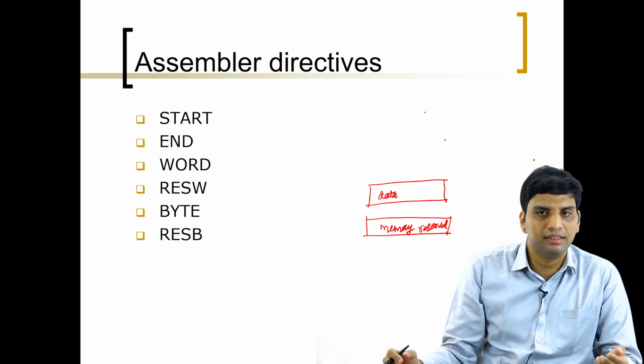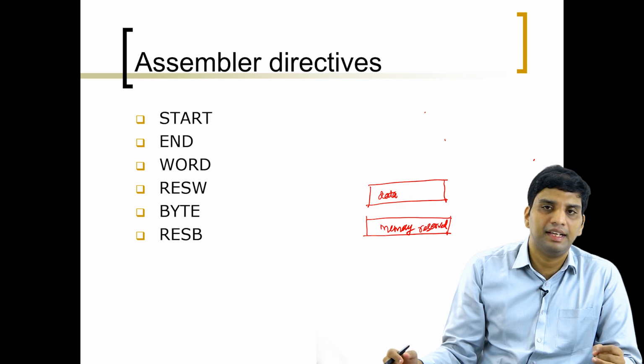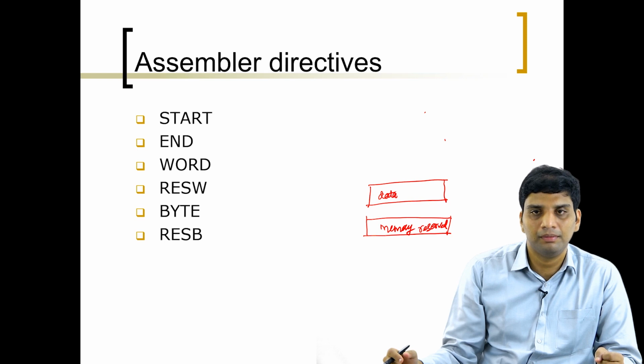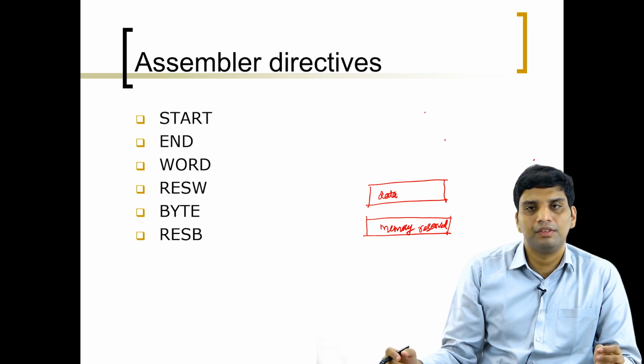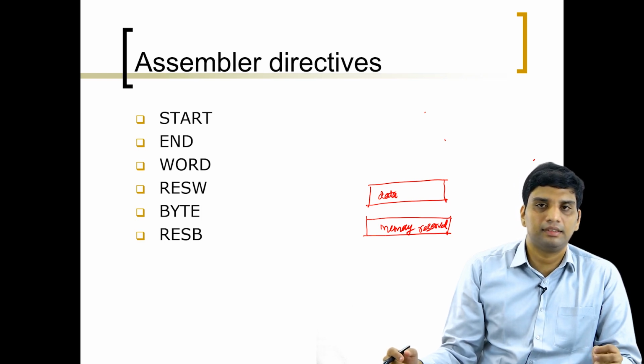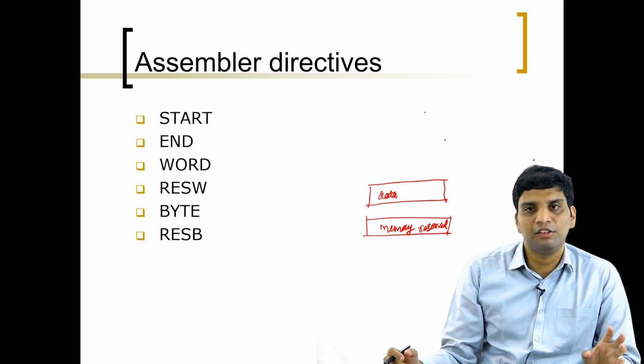So we have seen 6 assembler directives: start, end, word, reserved word, byte and reserved byte. Start specifies the start of the program. It contains the name of the program as well as the location at which the program is going to start. Then end specifies the end of the program. Then word, that is 3 consecutive bytes forming a word. Then byte, only 1 byte is reserved, and reserved word you have 3 consecutive bytes, but only memory is reserved for that. In reserved byte also only a byte of memory is reserved.